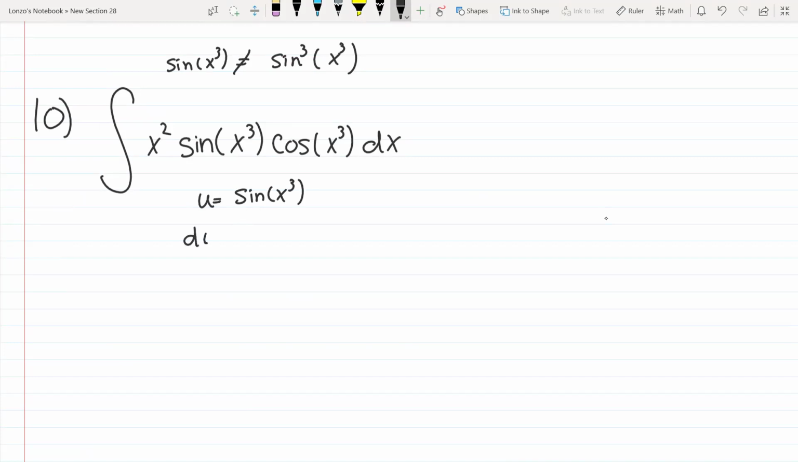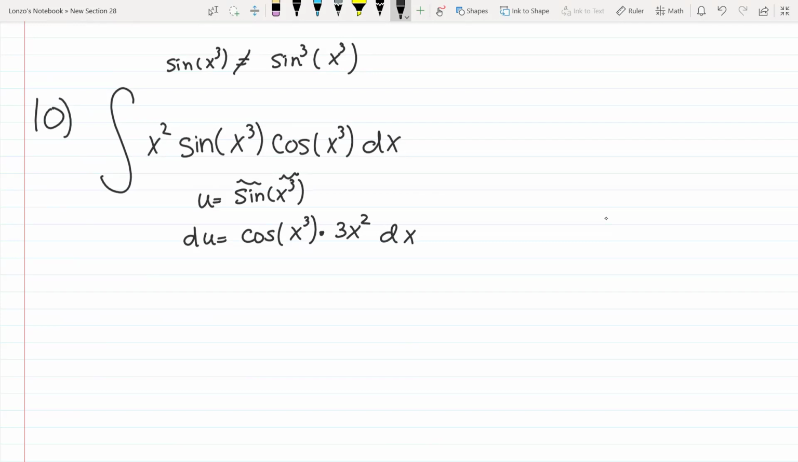And then I'm going to do my du. So what is the derivative of sin of x cubed? You have to use the chain rule. So first, what is the derivative of sin? It's cosine, and then leave the parentheses alone. Times, then you apply the chain rule. So basically, it's just the derivative of the inside parentheses. So what is the derivative of x cubed? It is 3x squared. And then don't forget you have a dx.